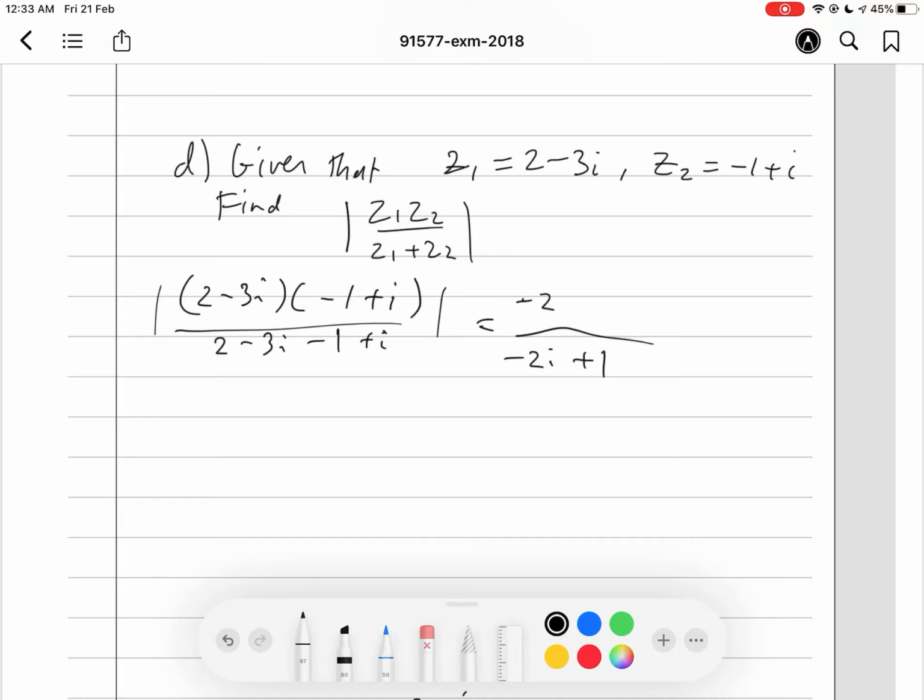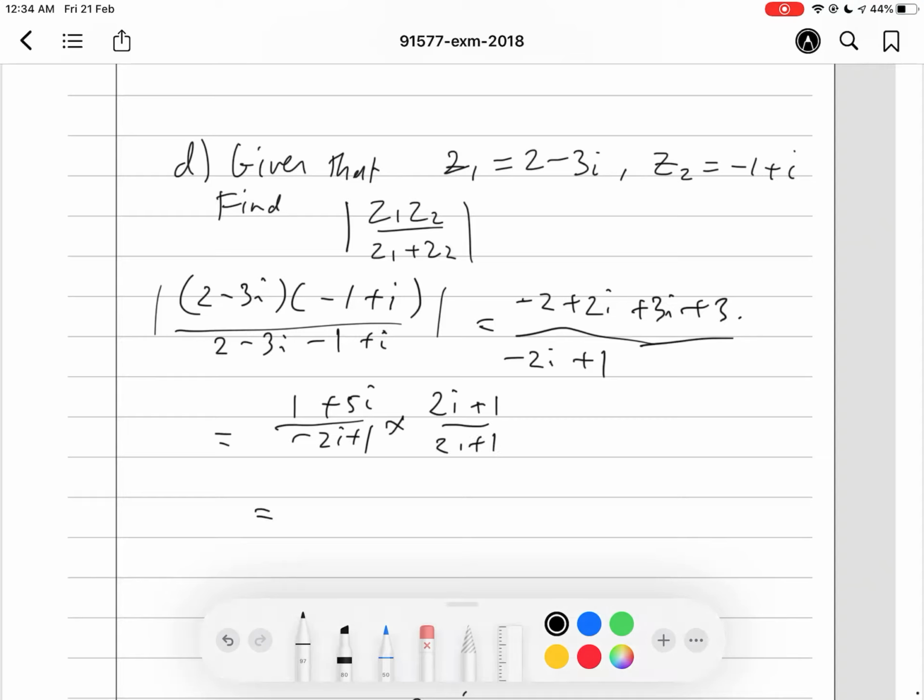So on the top, we will have 2 times negative 1 is negative 2, plus 2 times i, which is 2i, plus negative 3i times negative 1 is plus 3i, and negative 3i times i is negative 3i squared, which is plus 3. So this is equal to 1 plus 5i over negative 2i plus 1. And then we need to multiply by the conjugate in order to get rid of the i in the denominator. So 2i plus 1 over 2i plus 1.